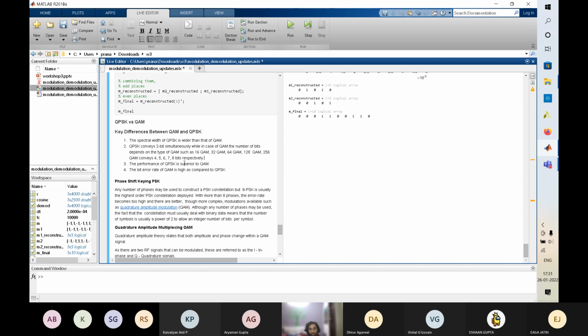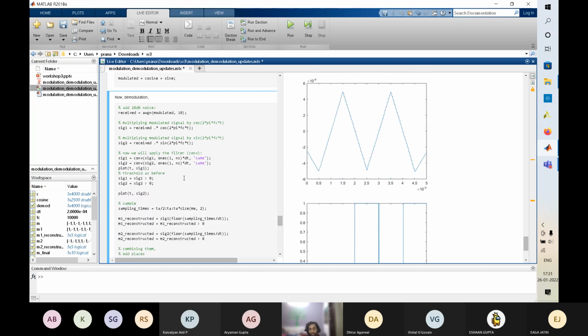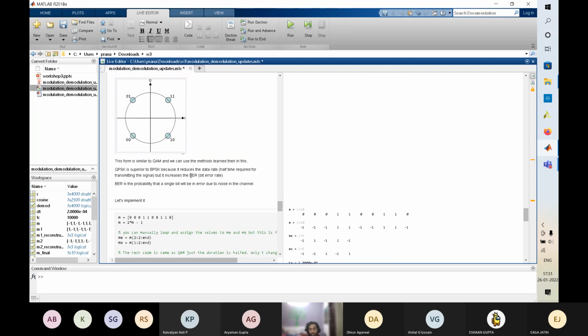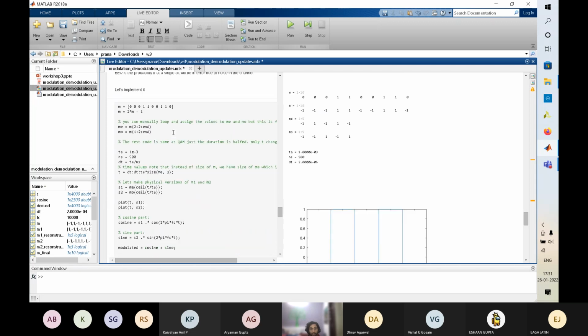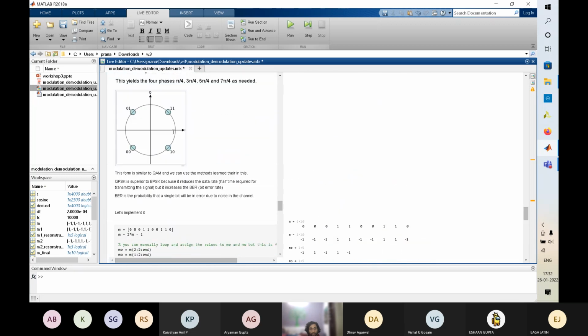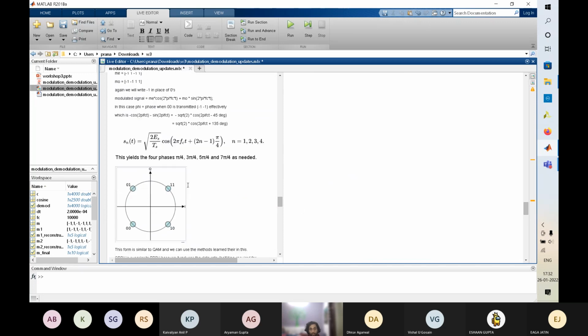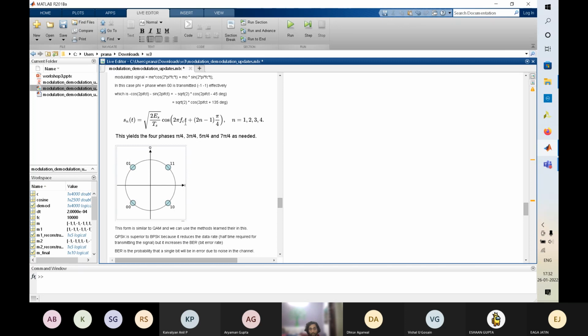So in QPSK, if you want to divide this, let's say you want 8 PSK. Q means quadrature. In 8 PSK there would be 8 types, 3 bits. So on this unit circle, you will make 8 points, and that would be the constellation. The mathematics would look somewhat like this only, and you can figure out based on the constellation how the mathematics will look.